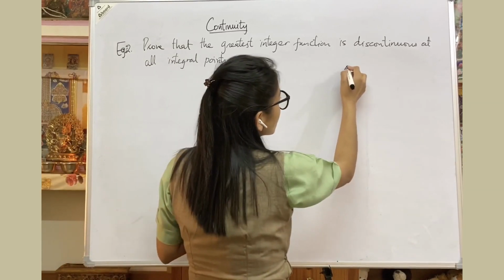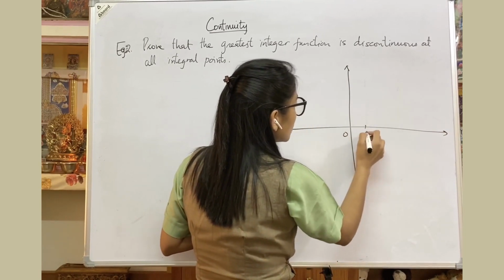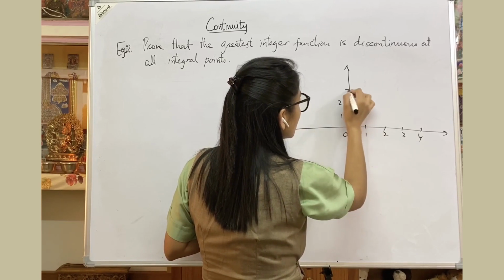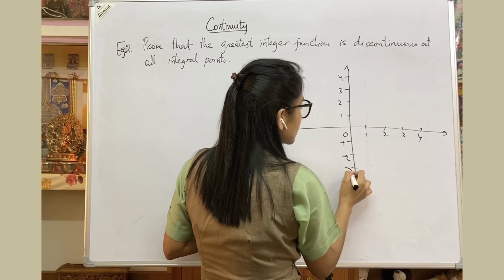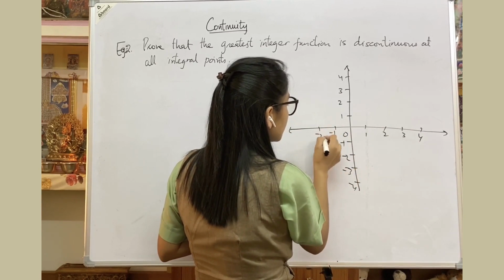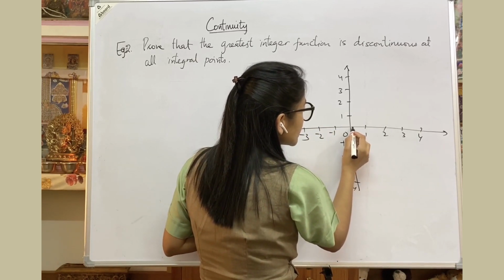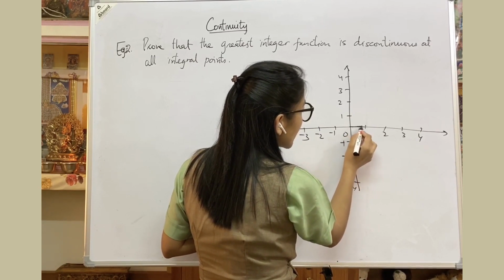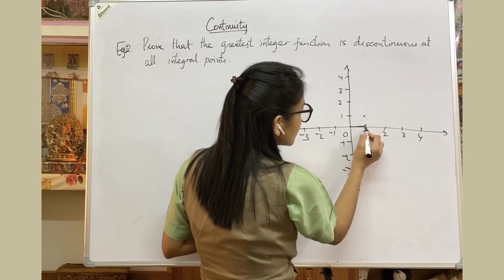So if we recall the graph of greatest integer function, so this is, say, 0, 1, 2, 3, 4, and here we have 1, 2, 3, 4, negative 1, negative 2, negative 3, negative 4. This is negative 1, negative 2, negative 3, and so on, okay. So from 0.1, 0.2, 0.3 up to 0.9, its image is 0. You know that, 0. But when you reach 1, its image is 1. So we have to exclude this point.